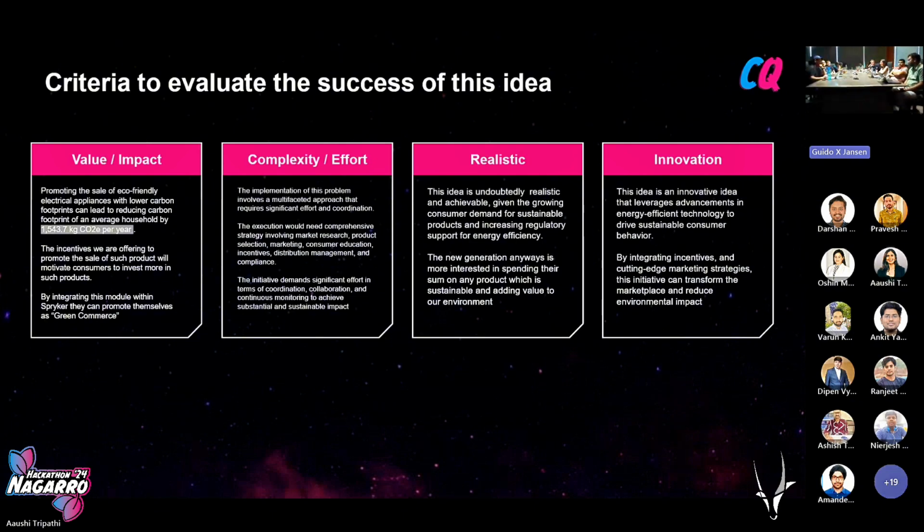Now, talking about being realistic, this idea is definitely realistic, because all of us are trying to buy anything which is 100% pure or 100% organic. If you're talking about t-shirts or electronics or anything which is sustainable or can be recycled or can add some value to our environment, it is realistic. And if I talk about innovation, this is an innovative idea because it is going to use cutting edge marketing strategies and some of the technology that we have mentioned, and definitely Spryker. So this idea is definitely innovative.